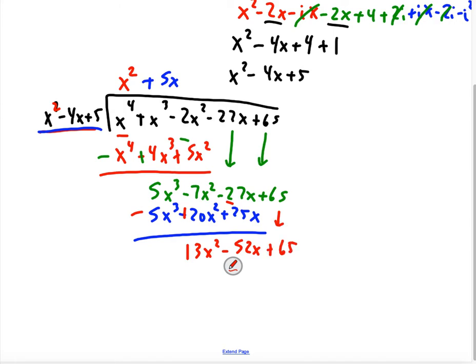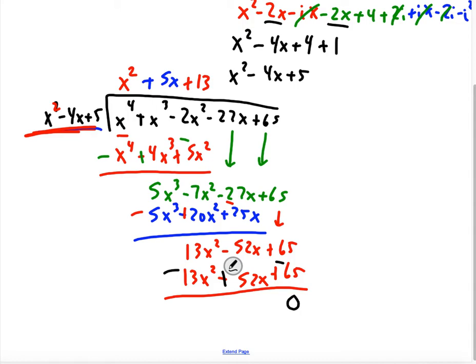and then plus 65. So now we want to think x squared times what is a 13x squared, and that would be a 13. So distribute that through, so we get a 13x squared minus a 52x and plus 65. Change our signs and add them together. Notice what happens, everything crosses out. So we get a remainder there of 0, which is exactly what we needed to get. If you got some other remainder, you did something wrong.